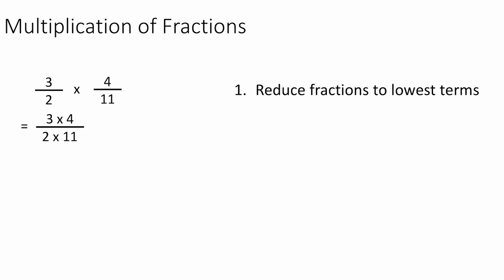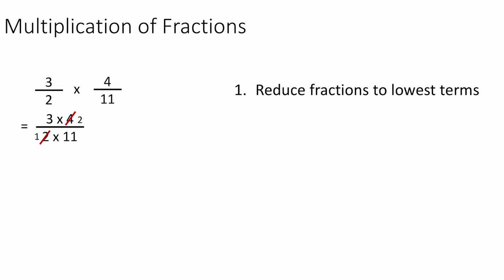Now that everything's written with one big fraction, we just look for factors that are in common. 3 and 2 don't share any factors, 3 and 11 don't share any factors, but 4 and 2 share a factor of 2. So we can divide out both 4 and 2 by 2. If we do that, 4 divided by 2 is 2, and 2 divided by 2 is 1.